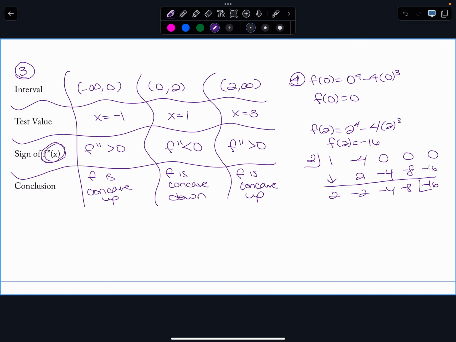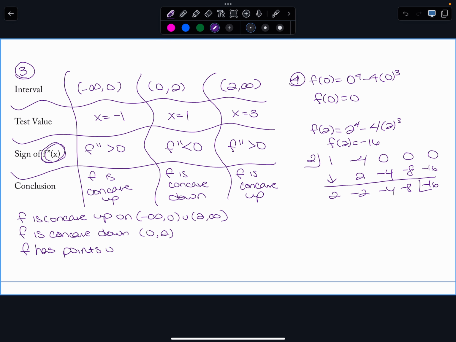So now I'm going to write this as one big conclusion. So f is concave up on the interval from negative infinity to 0, union 2 to infinity. F is concave down on the interval from 0 to 2. And then f has points of inflection at (0, 0) and (2, negative 16).